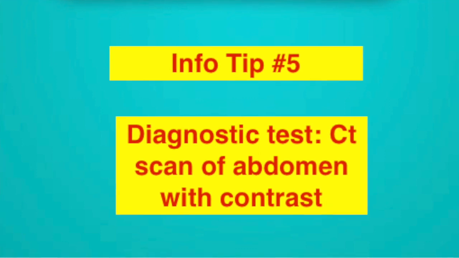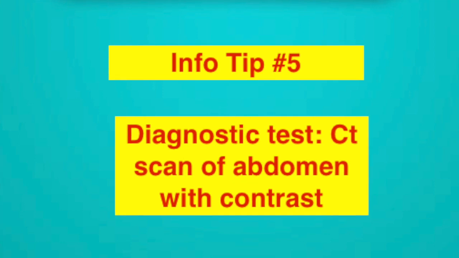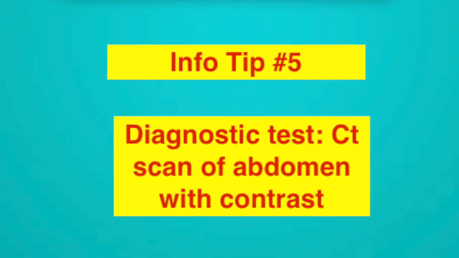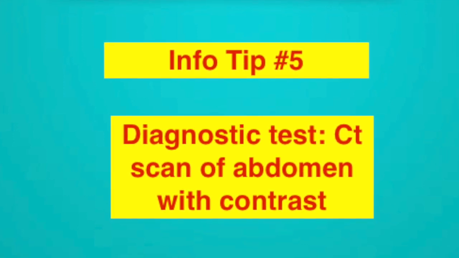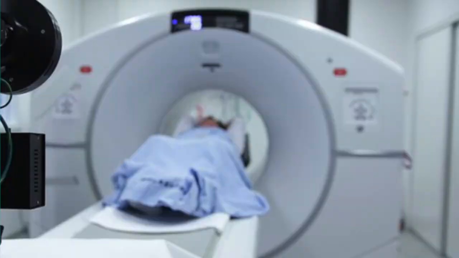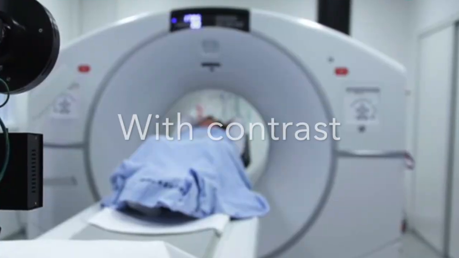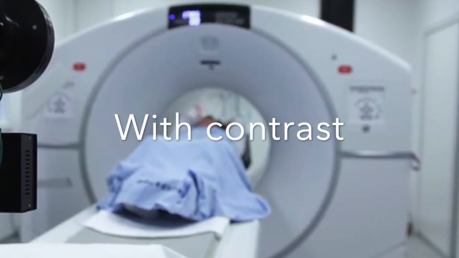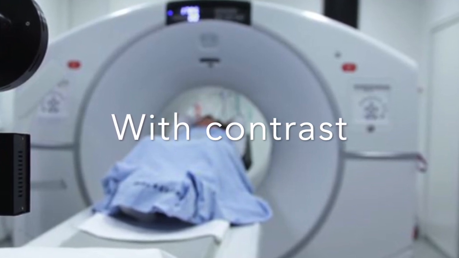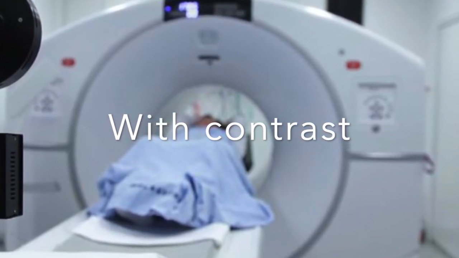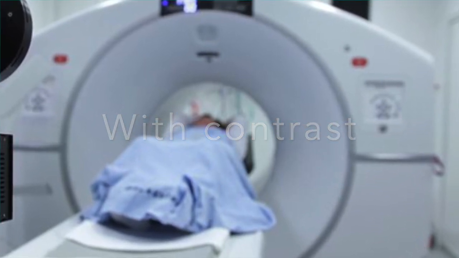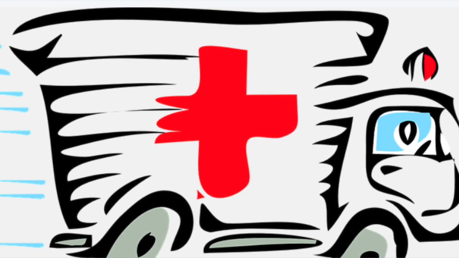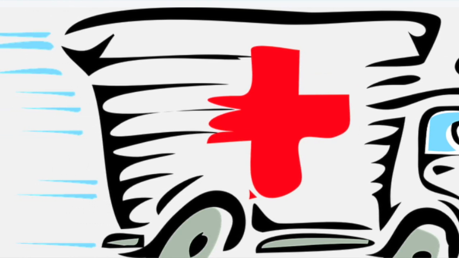Info tip number 5. CT of the abdomen is one of the ways to confirm the diagnosis of acute pancreatitis. According to guidelines, a CT scan of the abdomen is not usually indicated in the first 48 hours from the diagnosis. CT scan with IV contrast is the most sensitive and specific study for confirming diagnosis of pancreatitis. It has a sensitivity of 90% and specificity of 100%. So this is super important to recognize. A lot of times if an individual goes to the ER, they're most likely going to be getting a CT of the abdomen done with contrast.